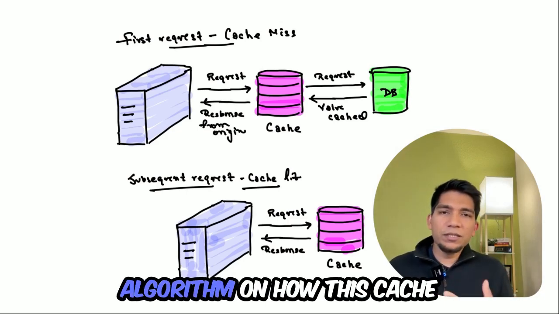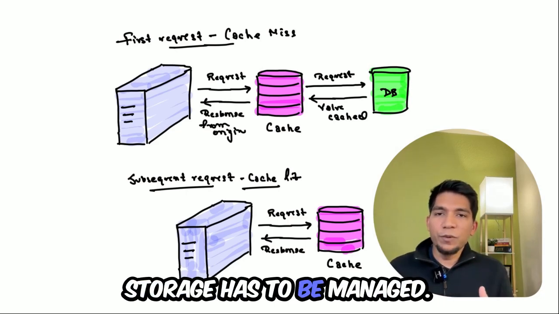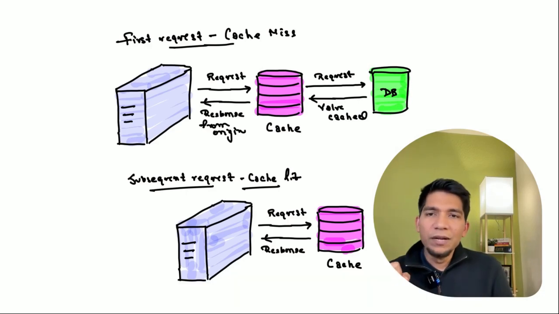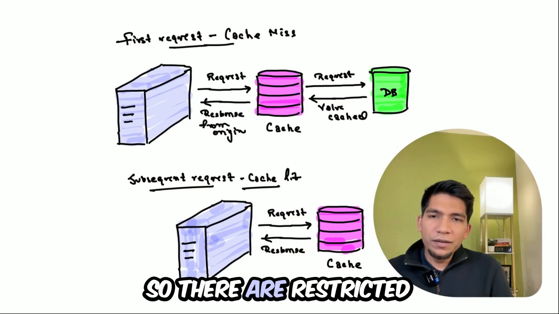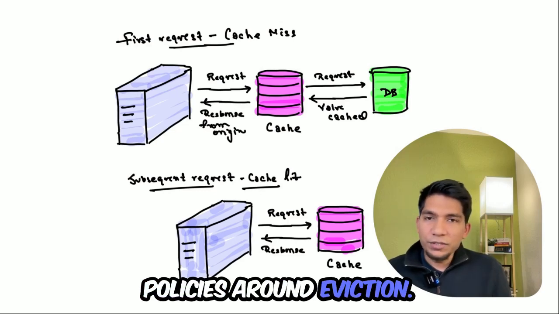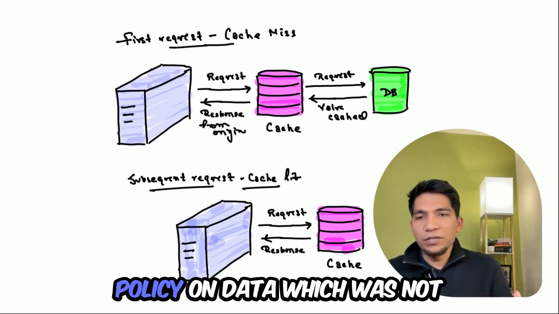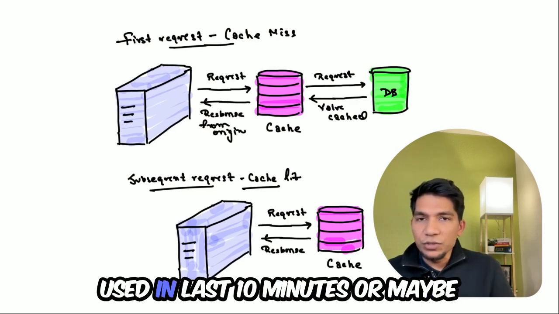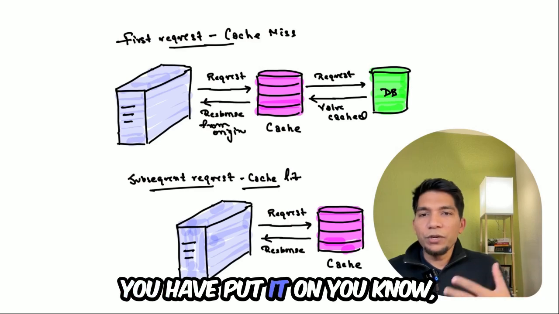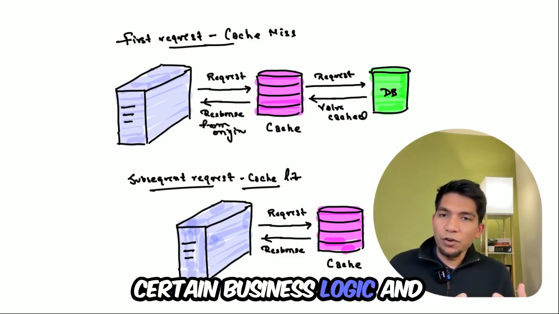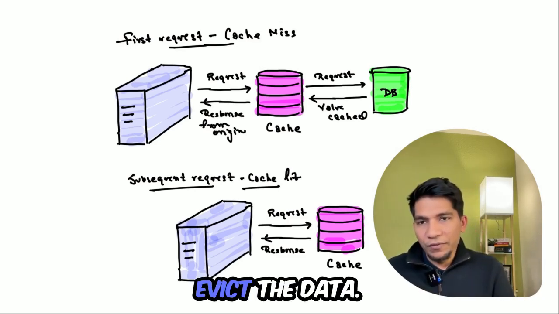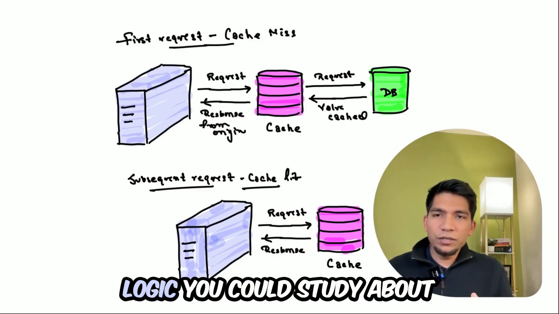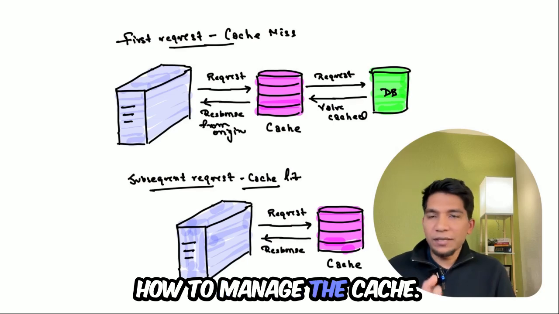Now, there are different algorithms on how this cache storage has to be managed, because cache storage is expensive and generally limited. So there are restricted policies around eviction. So let's say you put an eviction policy on data which was not used in the last 10 minutes, or maybe you have put in certain business logic according to which you want to evict the data. So there is interesting logic you could study about how to manage the cache.